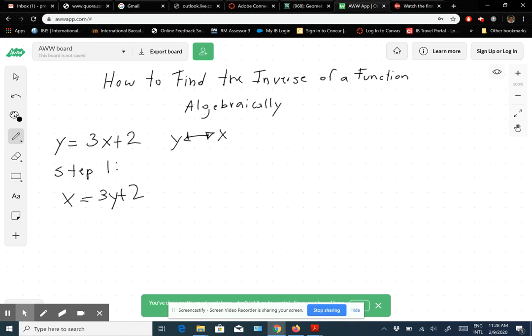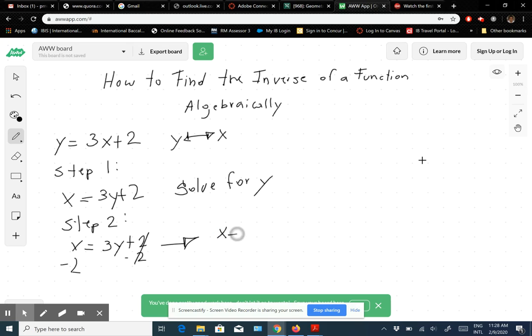Then in the second step, we solve for y. So step 2 would mean doing all the algebra. In this case, to start with, we would subtract 2 from both sides. I'm going to continue the operation over here. And finally, we would divide both sides by 3.